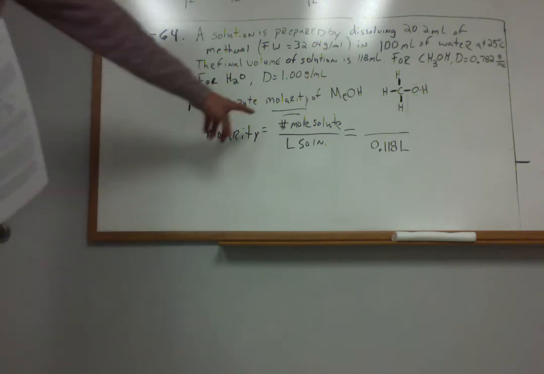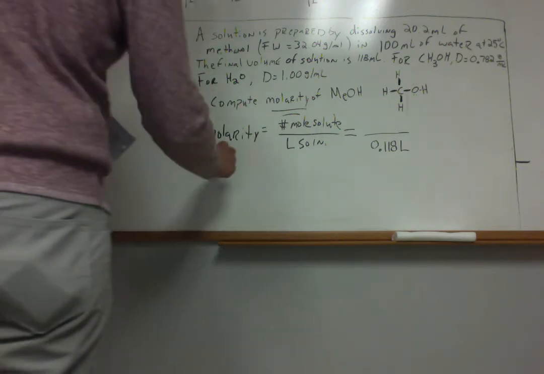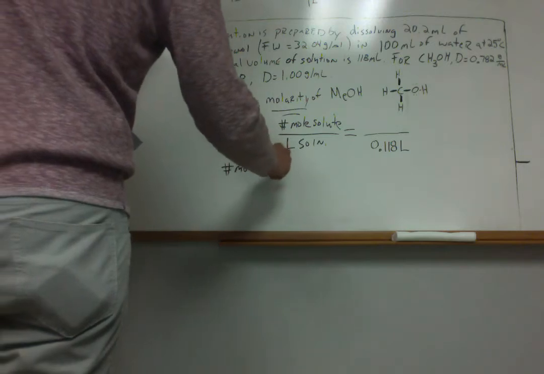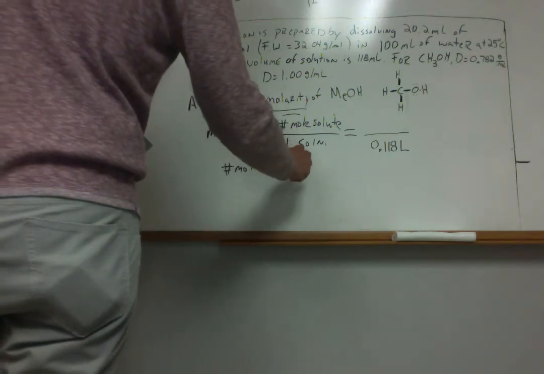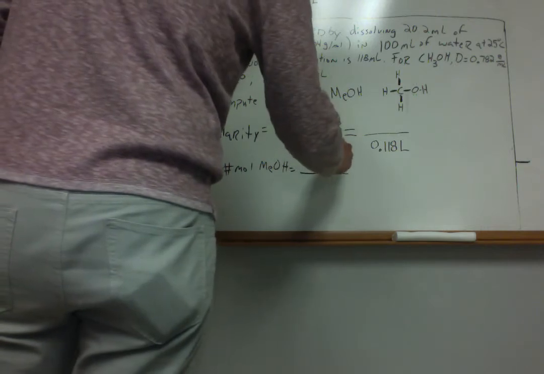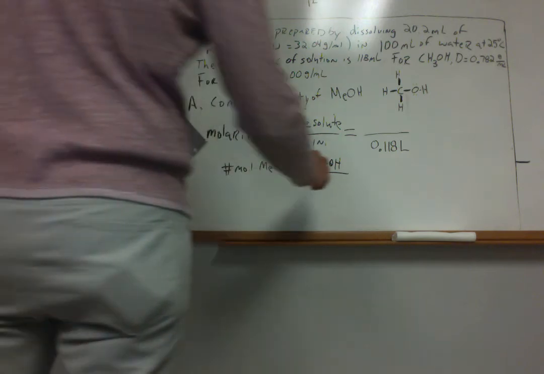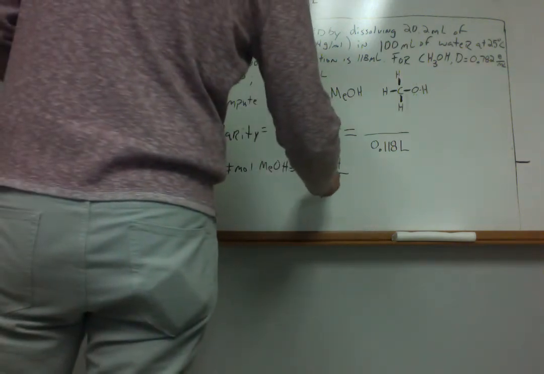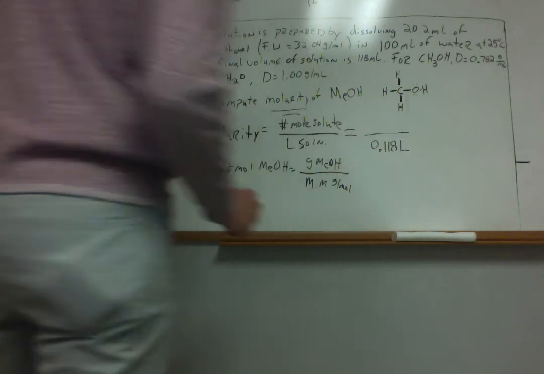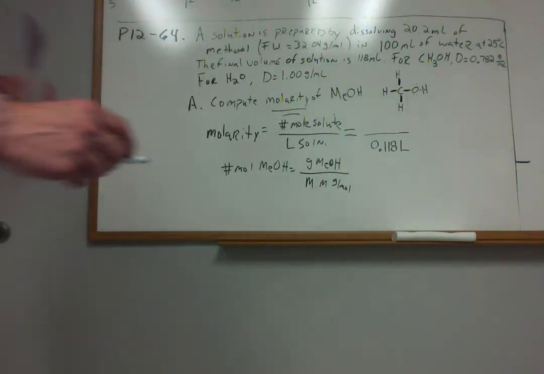Now the other thing I need to figure out is the moles of my solid. That's my moles of methanol. I don't have that yet, so I'm going to need to compute it. Again, I write out my formula. If I could find how many grams of methanol I've got, I could divide that by my molar mass in grams per mole. I'm in business. I know how many moles of methanol is present.